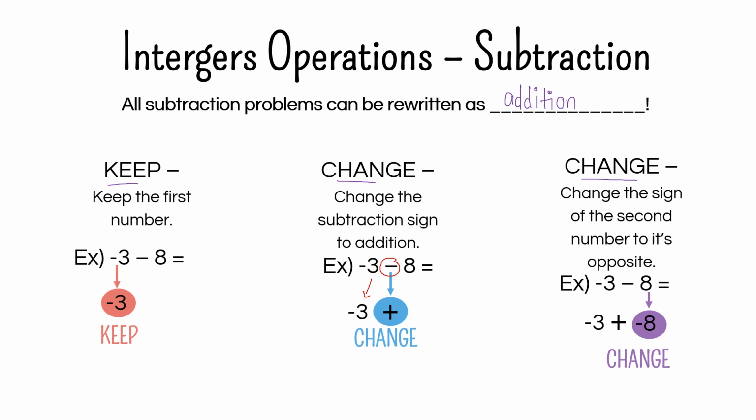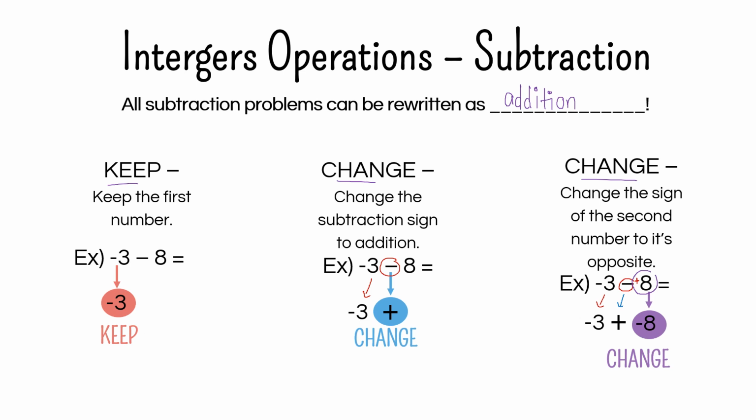So this was negative 3 minus 8. We knew that the 8 did not have a sign in front of it, so we assume it's a positive 8, because this is not part of the 8. This is the subtraction sign. So if I have negative 3 minus positive 8, I kept the negative 3. I changed my subtraction to addition, and I'm going to now change this positive 8 to a negative 8.